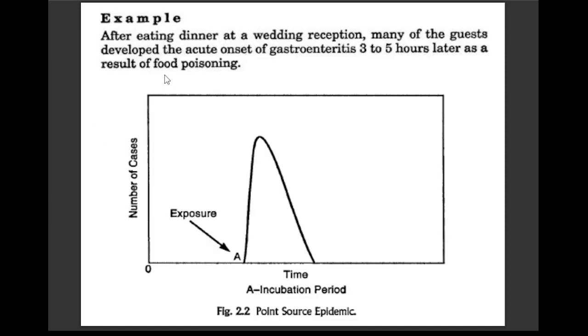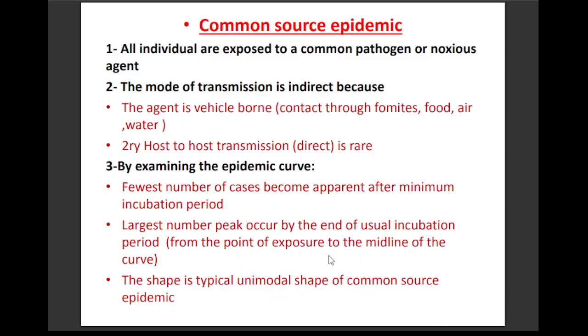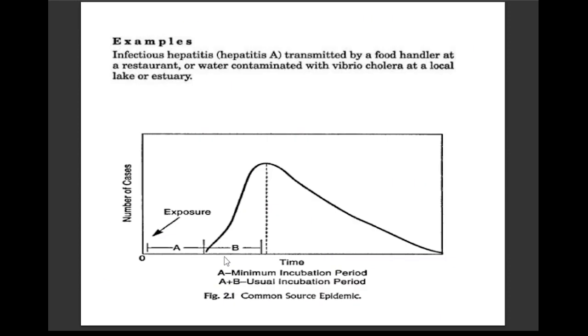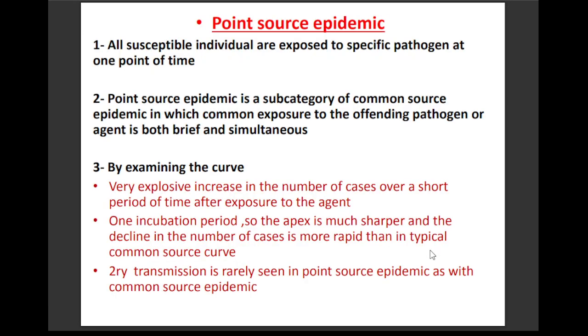Here we can see that the time is for a very short span, whereas in the common source epidemic it has taken a long time. Even after completing the incubation period, the number has increased, and there is no sharp decline in that number. The number of cases is declining, but at a slow pace.